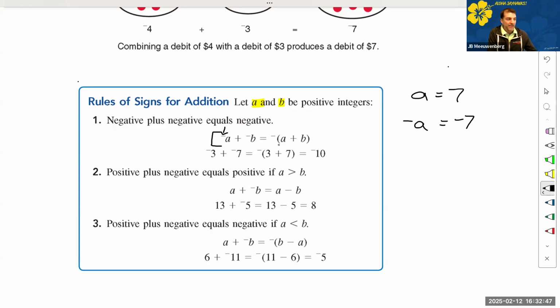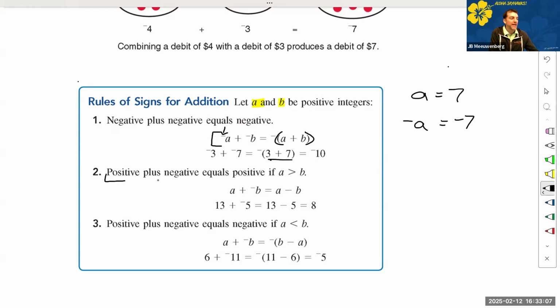So -A plus -B is going to be negative of whatever the sum of A and B would be. You can see this, -3 plus -7 is equal to negative, or the opposite of 3 plus 7, which is -10.